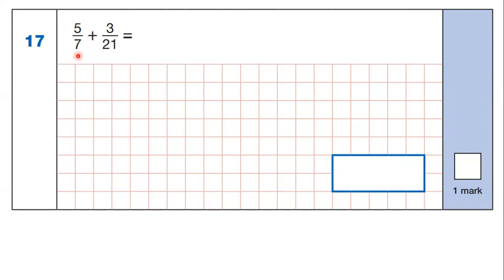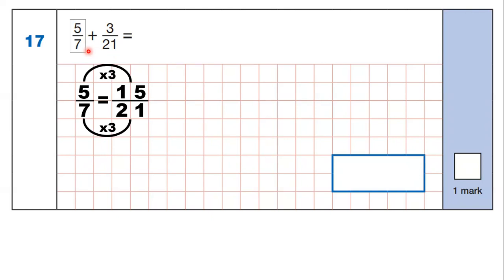Question 17. 5/7 plus 3 over 21. To add fractions, we need the denominators to be the same, so we can find a fraction equivalent to 5/7, which has a denominator of 21. 7 times 3 is 21, and 5 times 3 is 15. So we can rewrite our question, because 5/7 is the same as 15 over 21. So we have 15 over 21 plus 3 over 21, so now we keep the denominator at 21 and add the numerator. So our answer is 18 over 21.